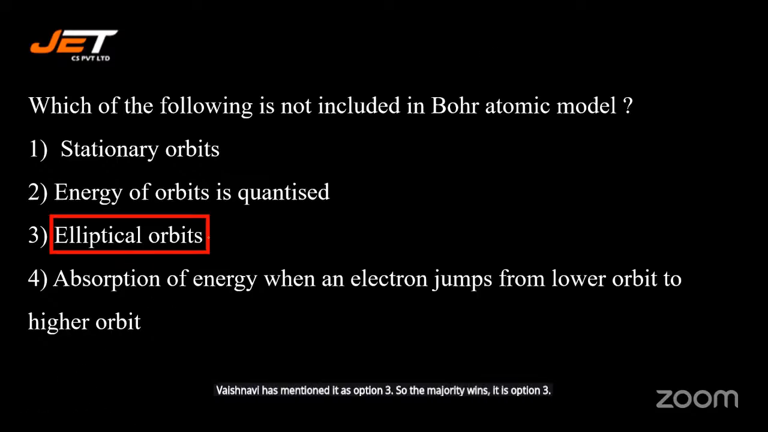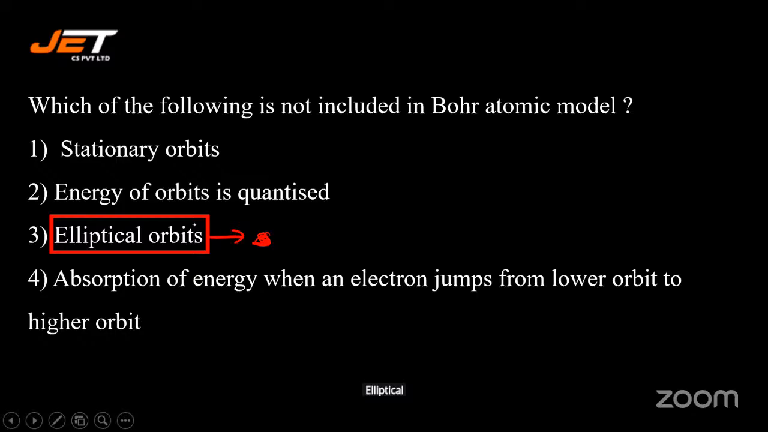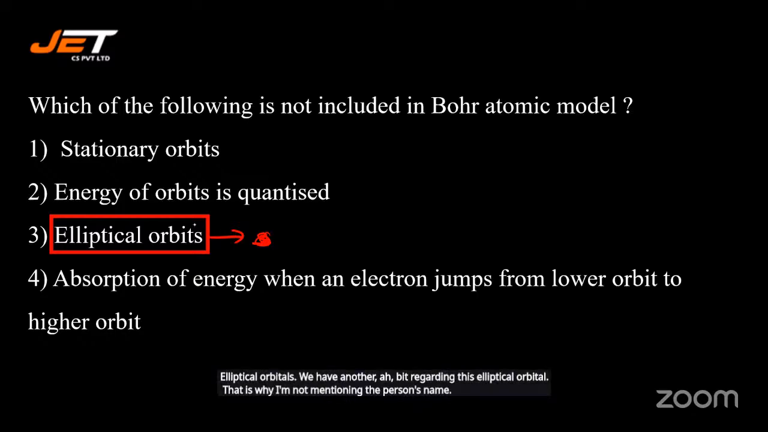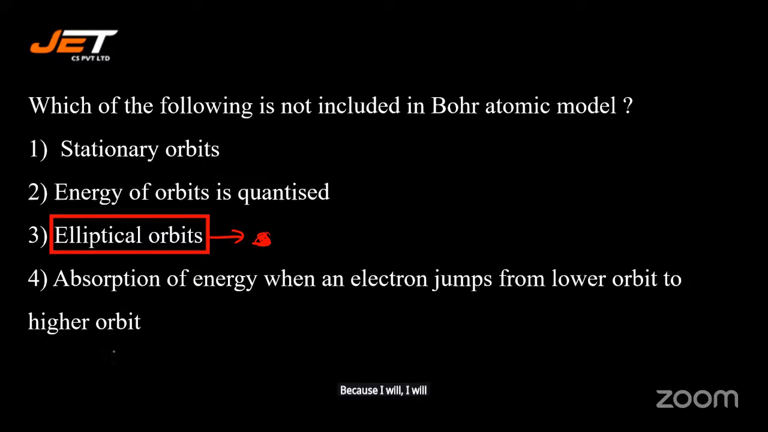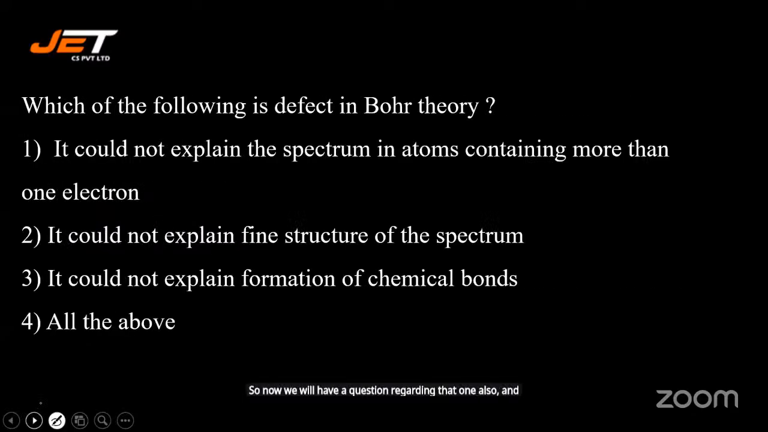So elliptical orbit is a postulate which was given by Sommerfeld. There is another person who has mentioned this postulate. It is not by Bohr's atomic model. Okay, Bohr's atomic model does not explain the elliptical orbitals. We have another bit regarding this elliptical orbital. That is why I'm not mentioning the person's name, because I will be the person who will answer before itself. So now we will have a question regarding that also. Then we will discuss that.